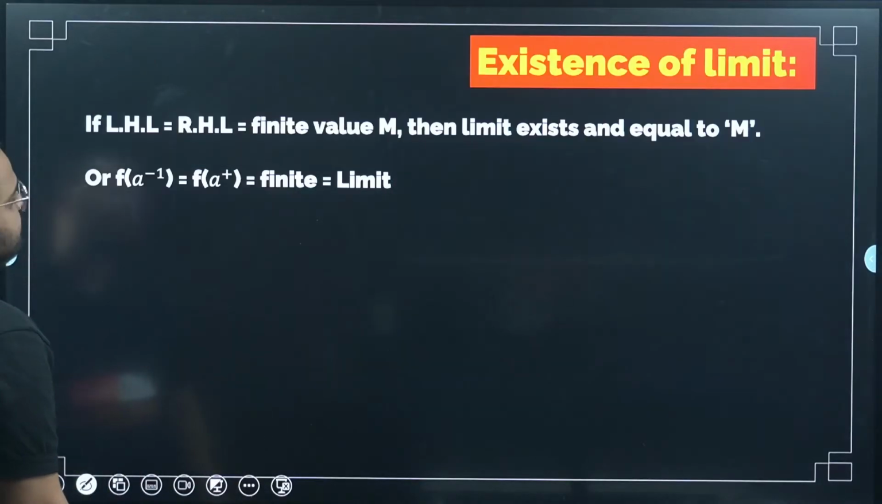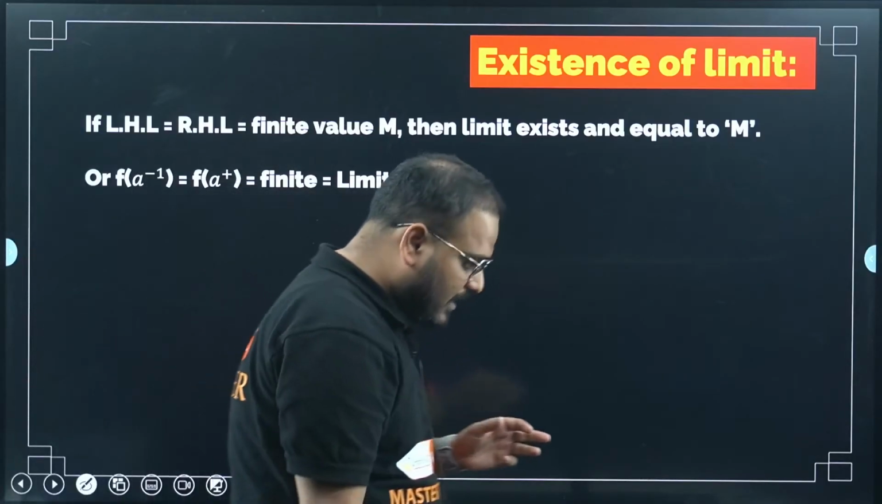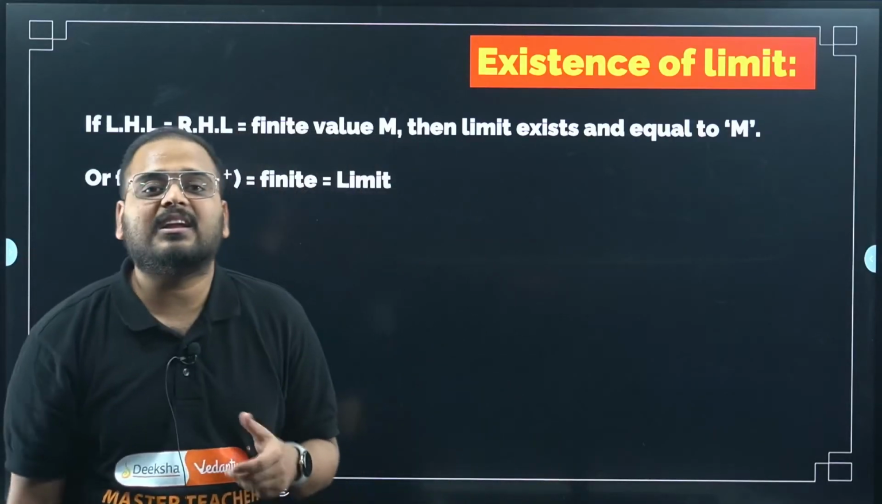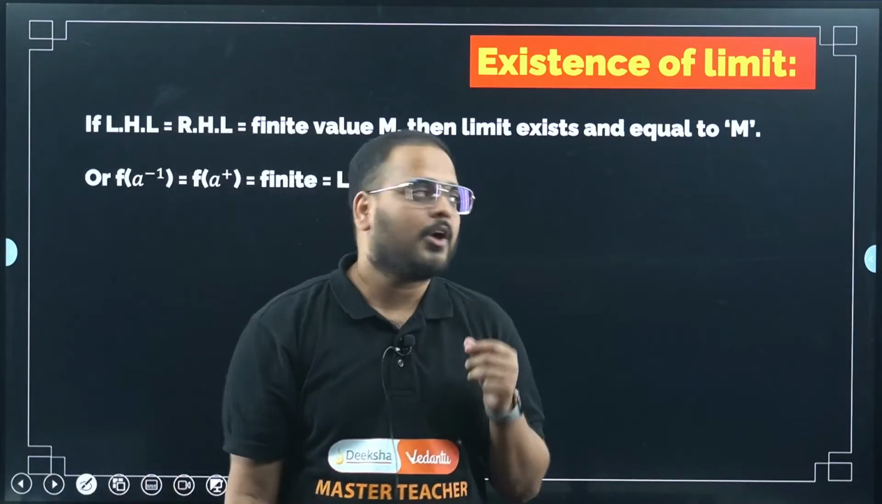Let's see. Once we learn what the left hand limit and right hand limit are, the next part is to know when we can say the limit exists. So what is the meaning of the limit existing, sir? Because first we said what?